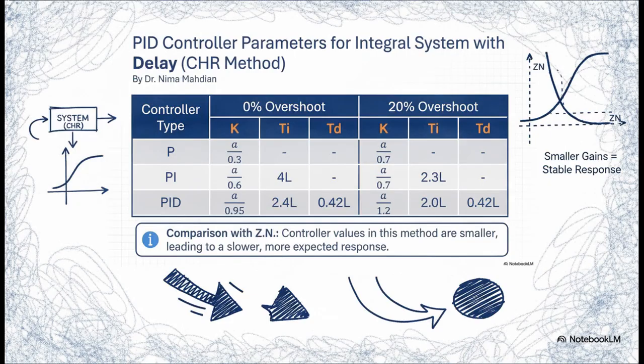Okay, when we look at Dr. Madian's parameters for CHR, I know it feels like a lot of math right up front, but just focus on the core takeaway here. This is absolutely crucial. CHR controller values are generally smaller than what you'd get using Ziegler-Nichols. And why does that matter? Well, smaller gains actually lead to a slightly slower but way more expected and stable response. It's really about trading a tiny bit of speed for a whole lot of reliability.